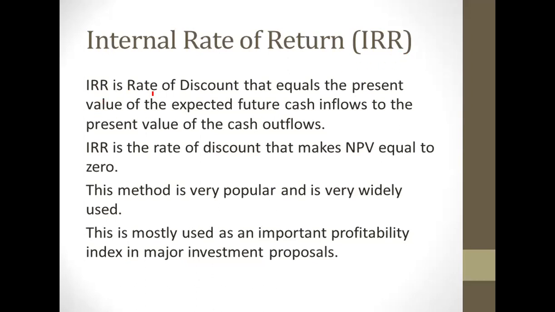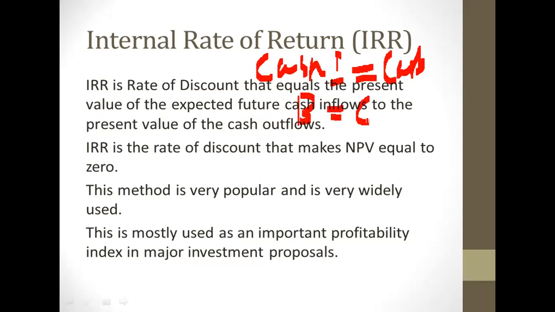Internal rate of return is the rate of discount that equates the present value of the expected future cash inflows to the present value of the cash outflows. That means your cash inflow and cash outflow are equalized; whatever benefit you get from the project will be equal to the cost. So NPV becomes 0. So internal rate of return is that rate of return which makes your NPV 0.